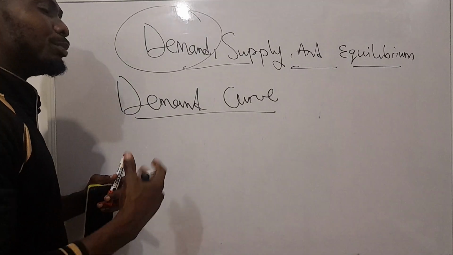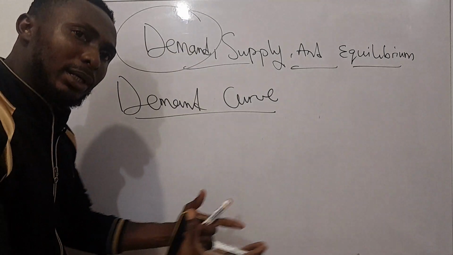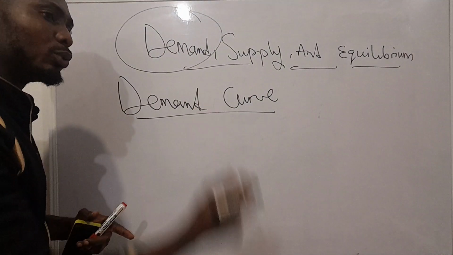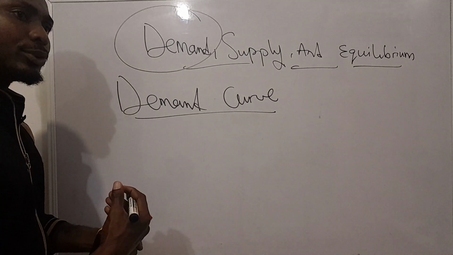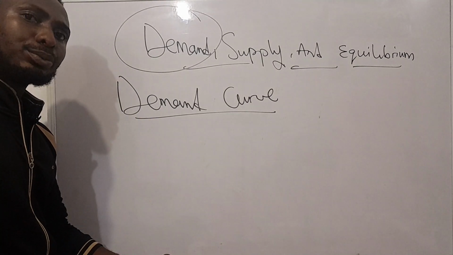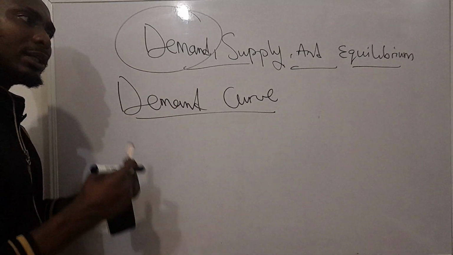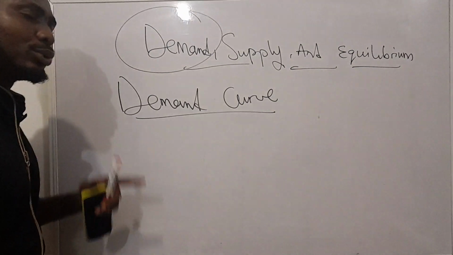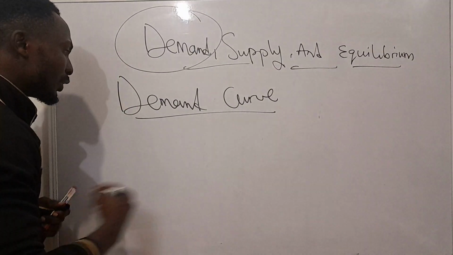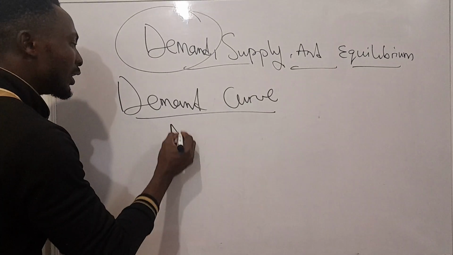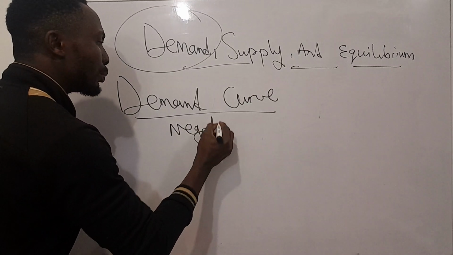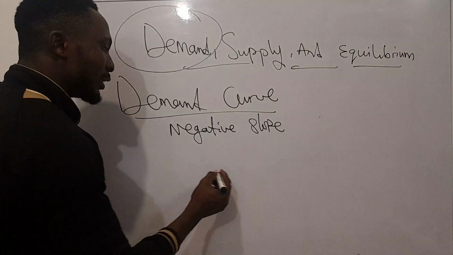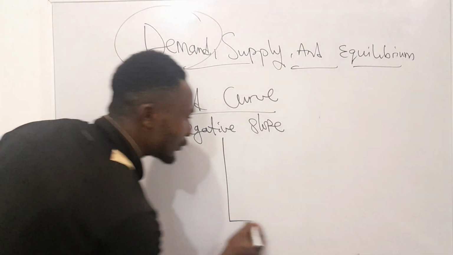Now because of the law of demand, which says the higher the price of a product, the lower the quantity that will be demanded, and the opposite, the lower the price of the product, the higher the quantity that will be demanded, this has already established a negative relationship between demand and price. So the demand curve is going to have what? A negative slope. So if the demand curve is having a negative slope, this is how the demand curve looks like.